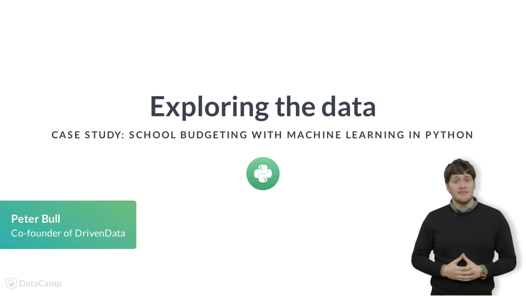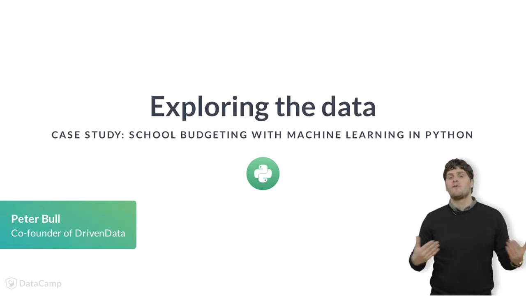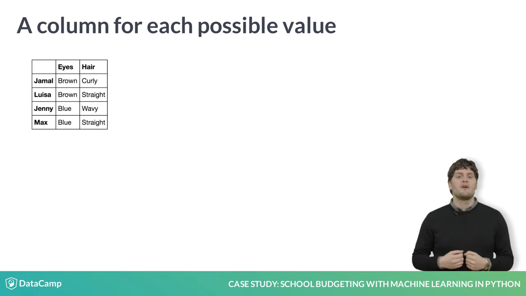We left off the last video by showing that we'd be predicting probabilities for each budget line item. Let's be clear what this looks like in practice. For example, we'll say we are predicting the hair type and eye color of people. We have the categories curly, straight, and wavy for hair, and brown and blue for eyes.